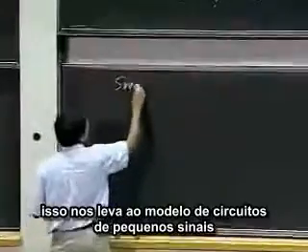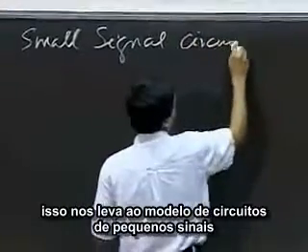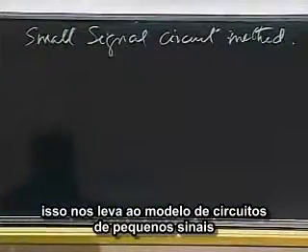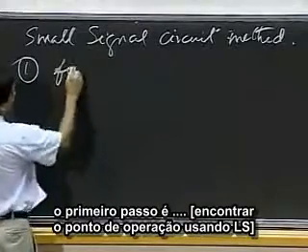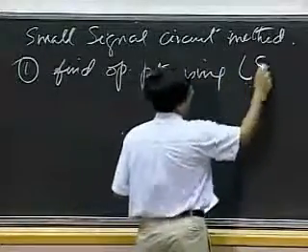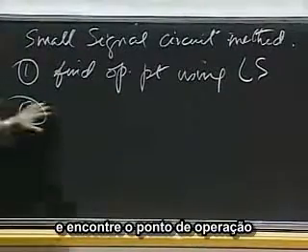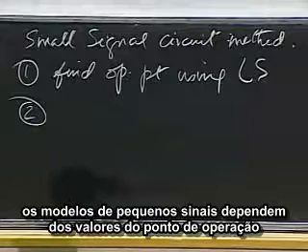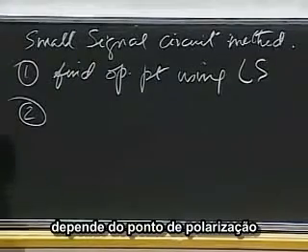So that brings up the small signal circuit method, which has 3 steps. The first step is to analyze your large signal circuit and find the operating point. You have to do this because remember the small signal models depend on the operating point values. Remember, the gain of our amplifier depended on the bias point.